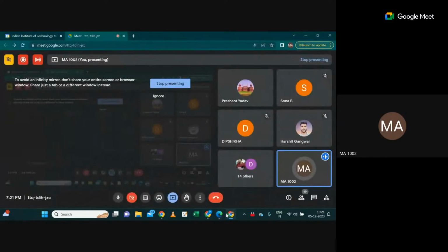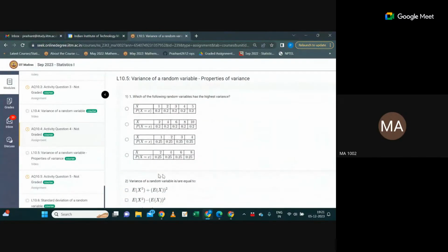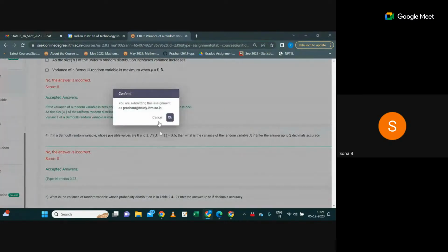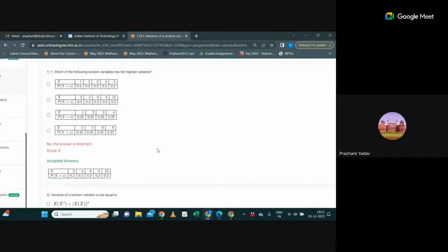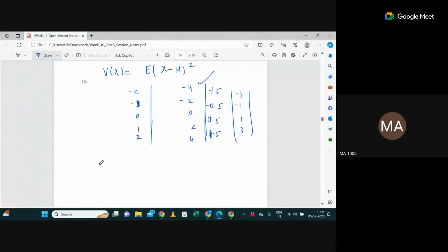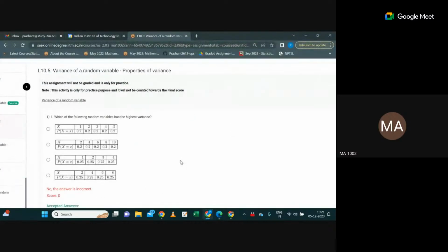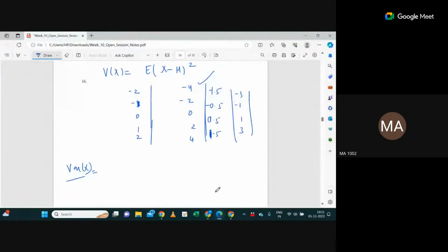Rather than calculating all the variances, you can simply check which one has the highest variability from its mean value. You have to find the variance of x, right? So rather than calculating the variance for all these 4 options, you can simply check which one has the highest variability from its mean. To calculate the variance exactly, you have to take the squares and apply the formula.